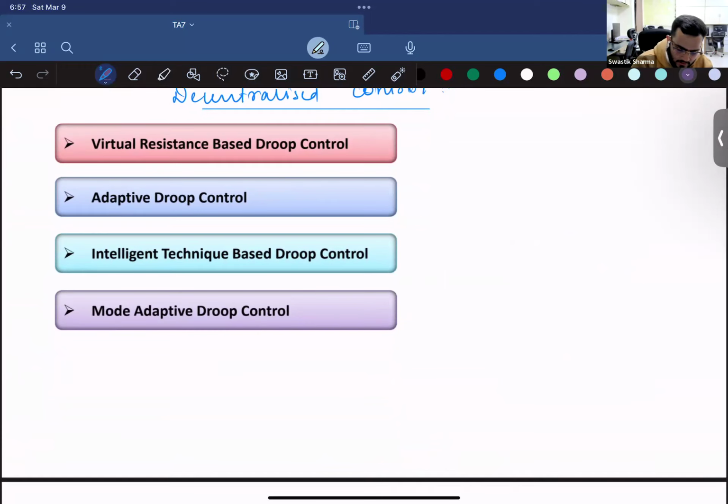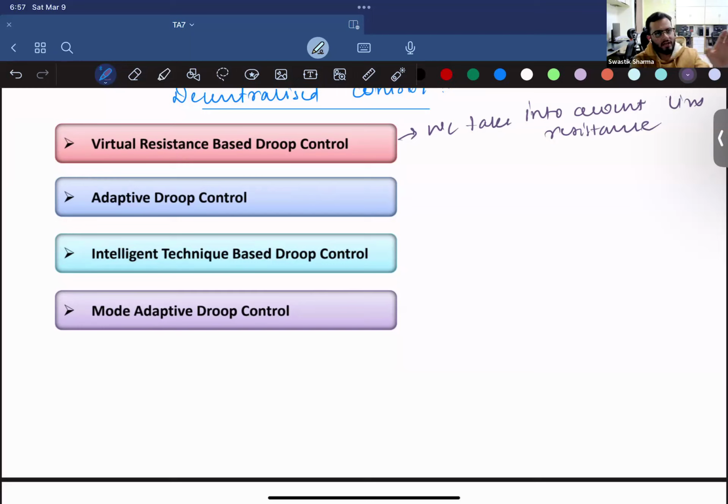We usually neglect the line resistance. It wasn't taken into account before, but here we take the line resistance into account as well, and this line resistance can be changed based on whatever we want to add to it. Earlier, we were adding an inductor so that our line behaves as a low R by X ratio line. Here, we can change the resistance of the line.